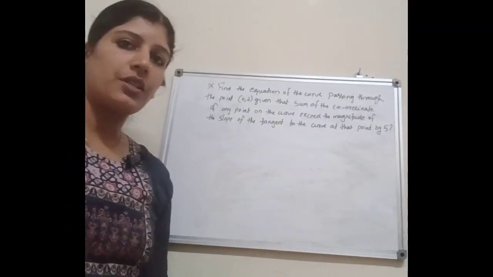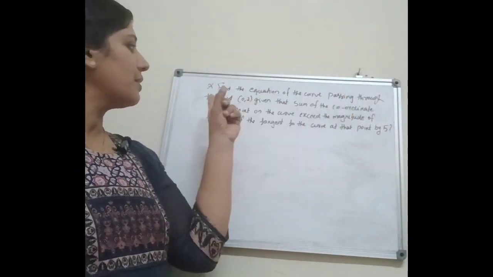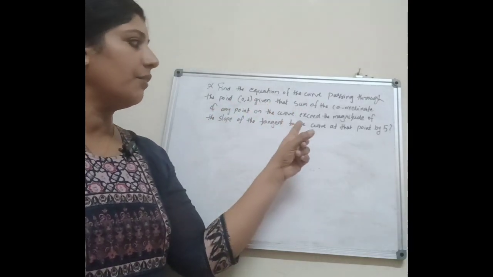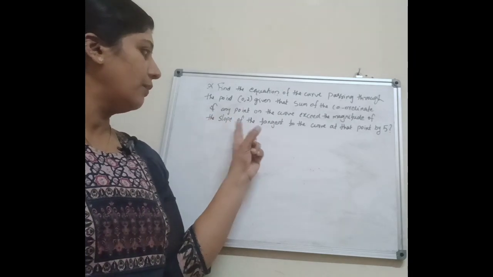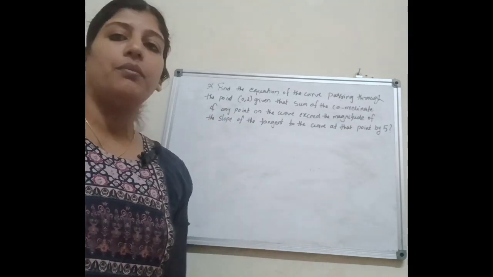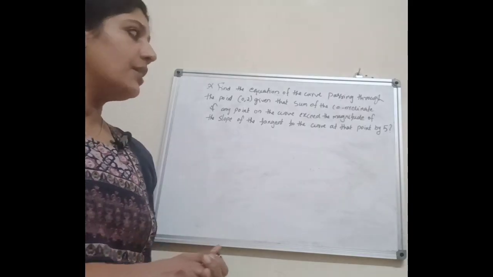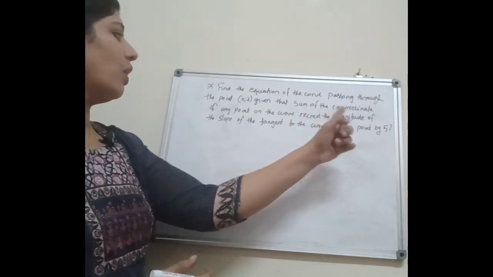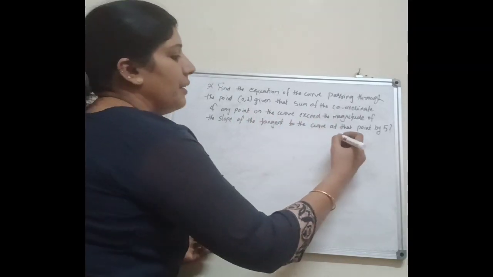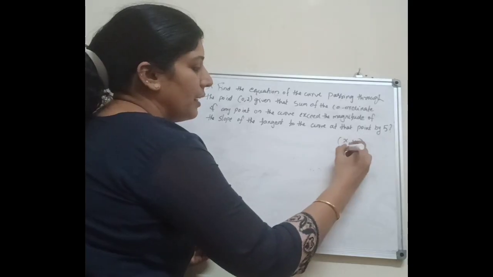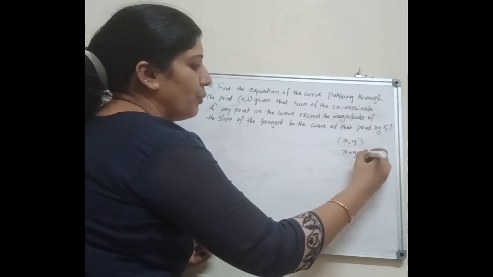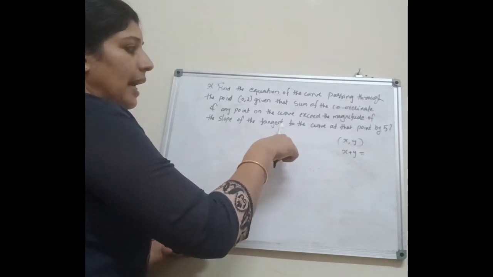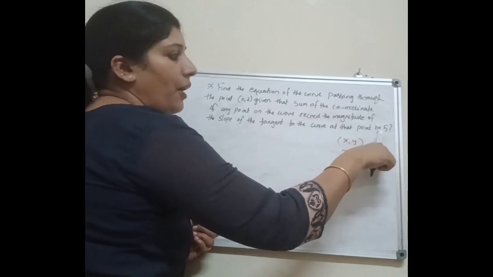Next question. Find the equation of the curve passing through the point (0, 2), given that the sum of the coordinates of any point on the curve exceeds the magnitude of the slope of the tangent to the curve at the point by 5. We know that the slope of the tangent to the curve is dy by dx. Therefore, the sum of the coordinates at any point, that is, let us consider x and y are the two coordinates, then the sum x plus y equals what? Here the given condition is exceeding the magnitude of the slope of the tangent to the curve at that point by 5.